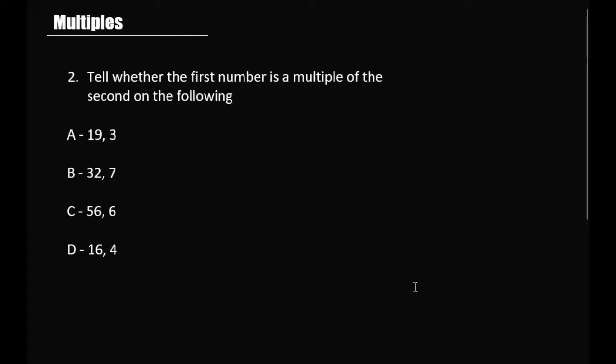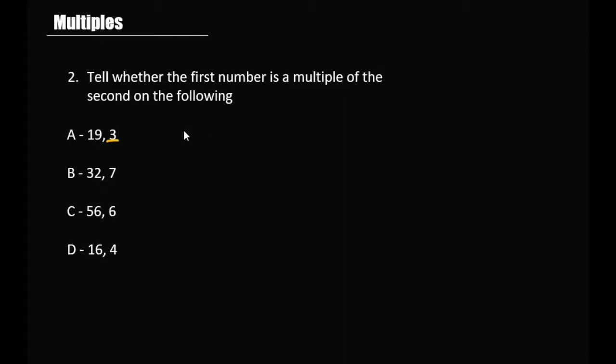Our second question is tell whether the first number is a multiple of the second on the following. So what we basically do is we write down all the multiples, 1 to 10, of each of these numbers. So for example, the first is 3. We're going to write down all the multiples of them, and we're going to see if 19 is one of those multiples. So let's go.